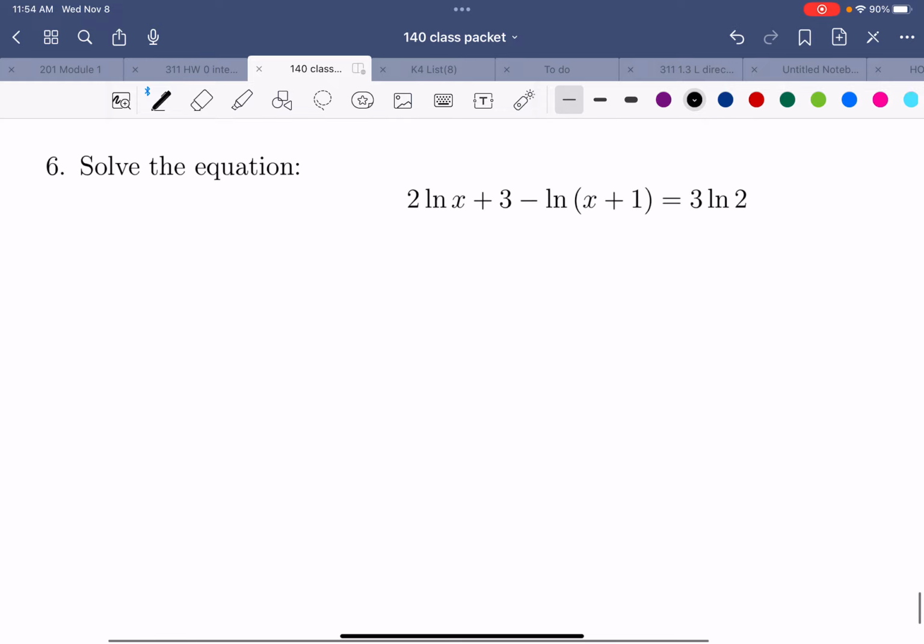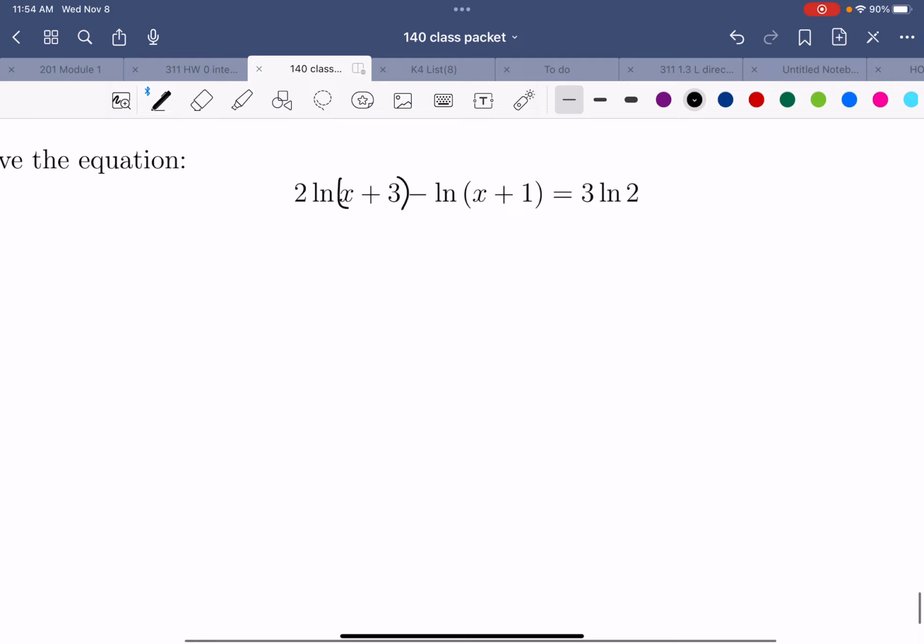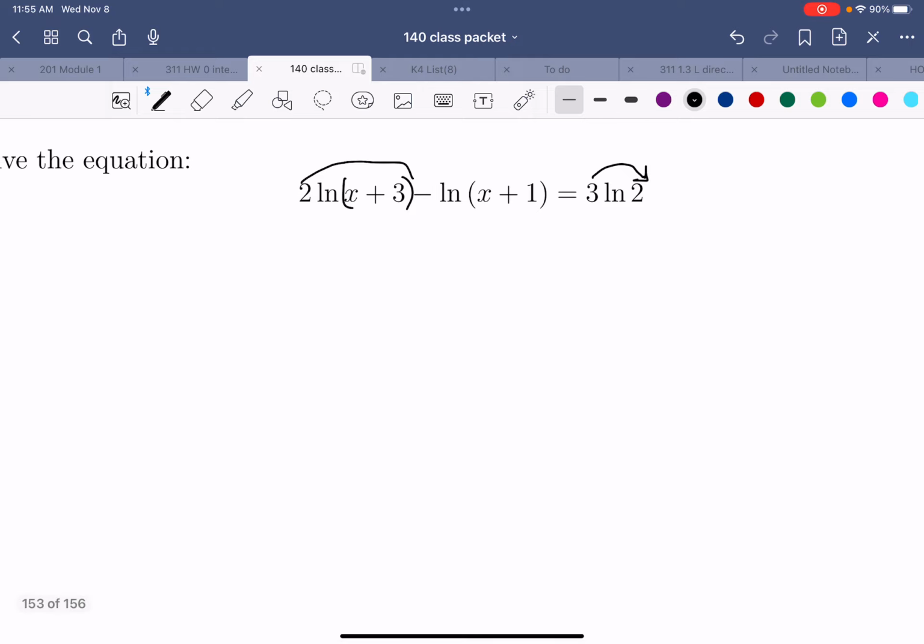Okay, same kind of thing here. In number 6, we're going to collect all our logarithms. So let's see. This should have parentheses here. All right, let's see. I'm going to put this 3 up here, and actually, yes, let's do exactly that. So put our 3 up there. We're going to take our 2 and put it up here. So that's going to give me the natural log of x plus 3 squared.